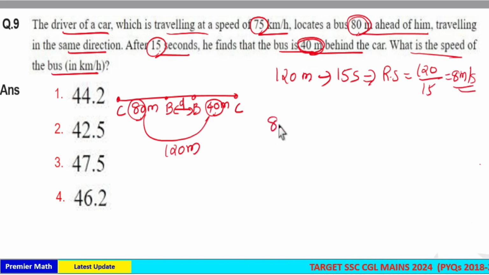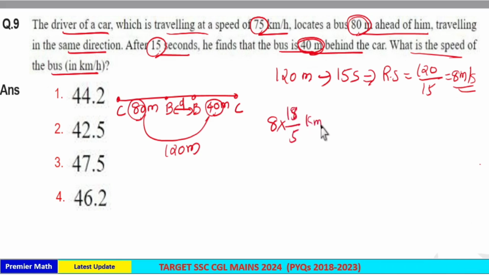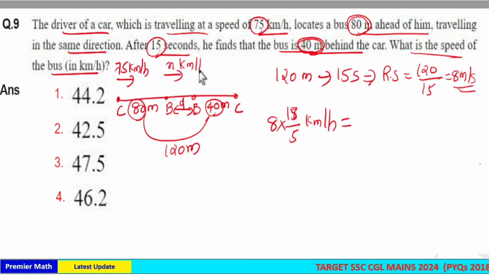So 8 meter per second, convert it into kilometer per hour. That is, multiply it with 18 by 5. This is in kilometer per hour. Now relative speed of car and bus from this is equal to car speed, speed of car is 75 km per hour and speed of bus consider it as x km per hour.